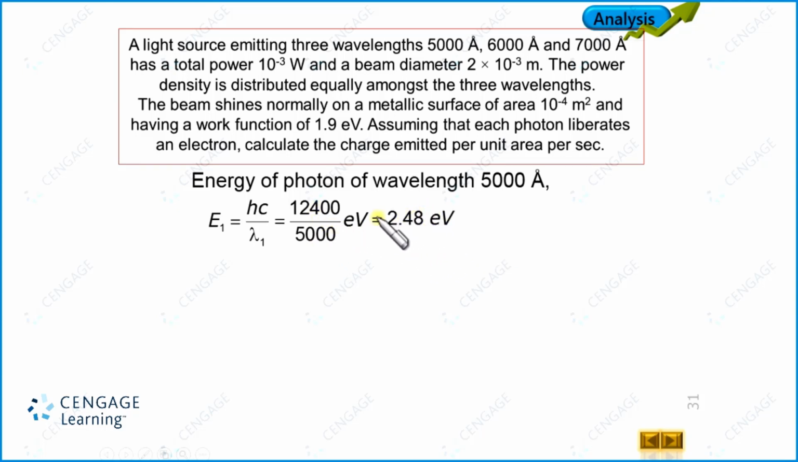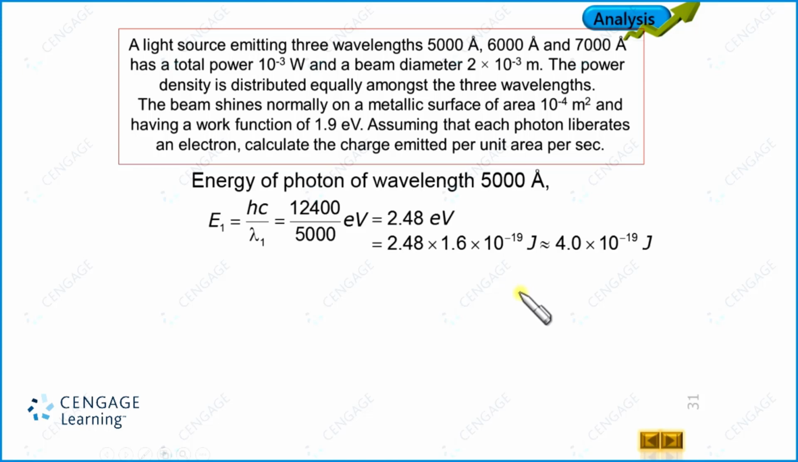Okay, we can change this energy value into joule by multiplying by 1.6 × 10^-19. This value will be in joule, right? If we multiply, this is approximately equal to 4 × 10^-19 joule. So we got the energy associated with the wavelength 5000 angstrom, right?